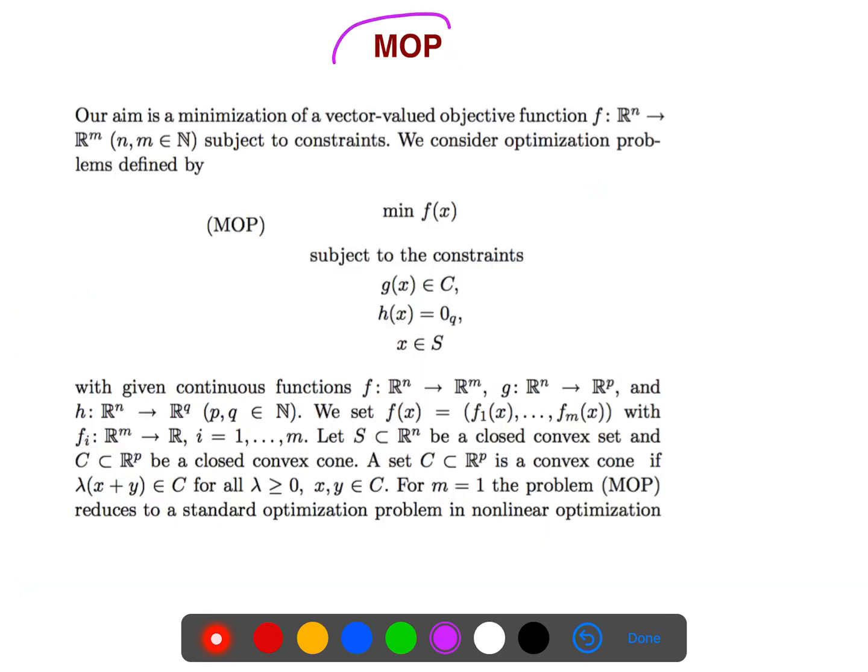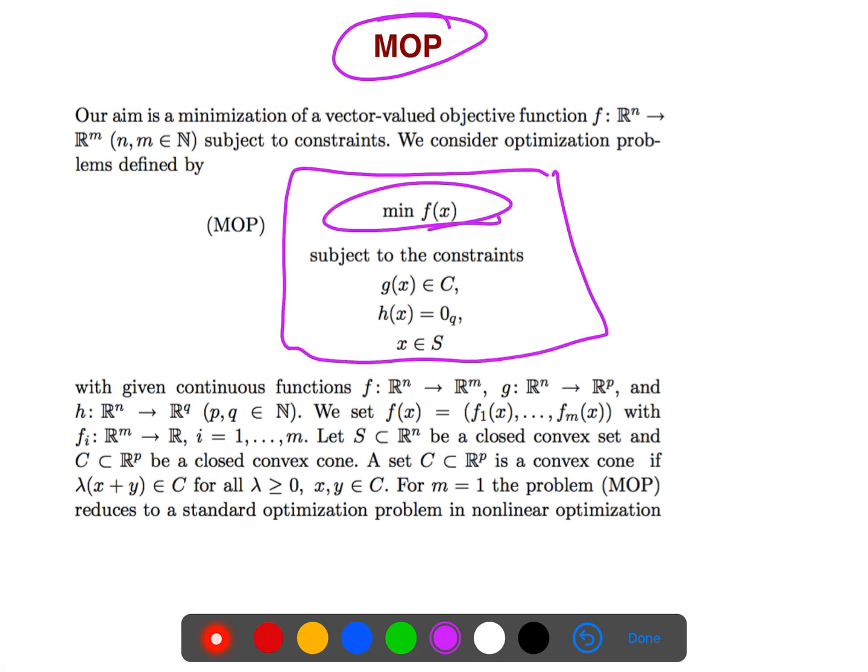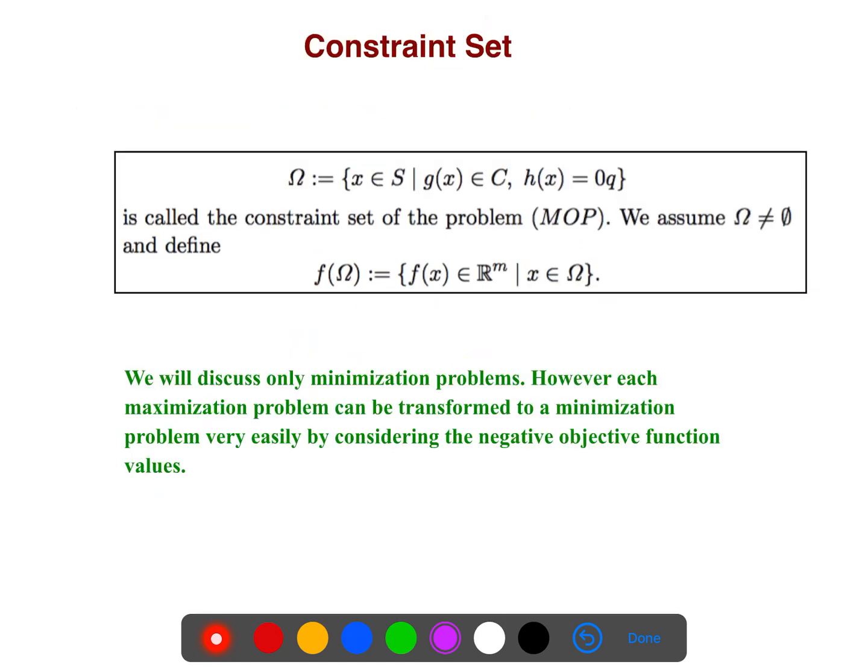So the problem of multi-objective optimization could be written as this one. So f is a vector, and so we have m different objective functions, and the g of x is inside a cone, a convex cone, and the constraint is of... So when we say omega, it is our decision space, and f of omega is our objective space.